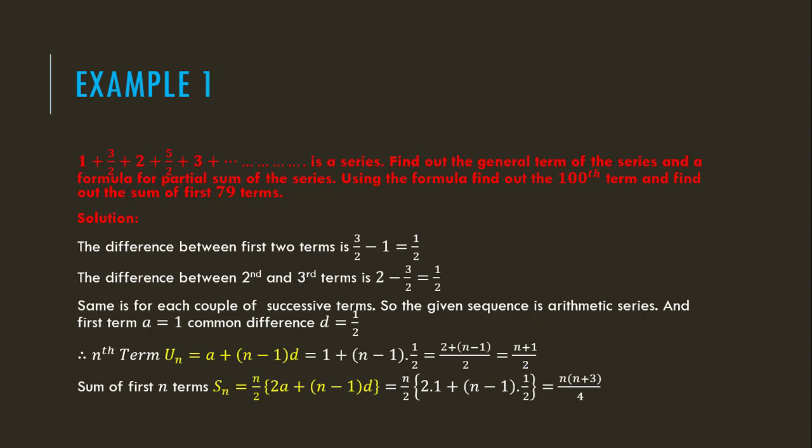Now we will apply the formula for the partial sum of an arithmetic series, the sum of the first n terms, Sn, equals n by 2 into twice a plus (n minus 1) into d, which is equal to n by 2 into (2 into 1 plus (n minus 1) into half), and by calculation we will get n into (n plus 3) divided by 4.